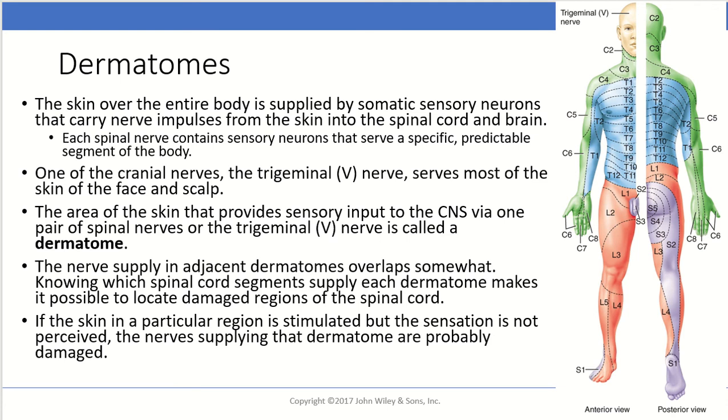One of the cranial nerves, the trigeminal nerve, is going to serve most of the skin of the face and the scalp. And the area of the skin that provides sensory input to the central nervous system via one pair of spinal nerves or the trigeminal nerve is called a dermatome. The nerve supply in adjacent dermatomes is going to overlap somewhat. And knowing which spinal cord segment supplies each dermatome makes it possible to locate damage to regions of the spinal cord. So if a dermatome region is stimulated and the sensation is not perceived, that would indicate that the nerves supplying that dermatome are possibly damaged.